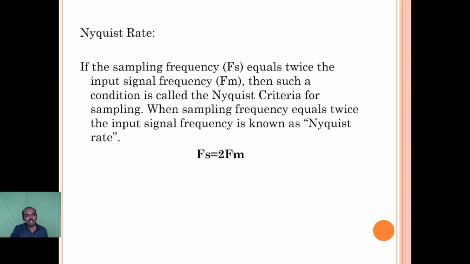Then second condition in sampling theorem, Fs is equal to 2Fm. Fs equal to 2Fm is called Nyquist rate. If the sampling frequency Fs equals twice the input signal frequency Fm, then such a condition is called Nyquist criteria or Nyquist rate. When sampling frequency equals twice the input signal frequency, it is known as Nyquist rate. It's the most important equation. Fs is equal to 2Fm.